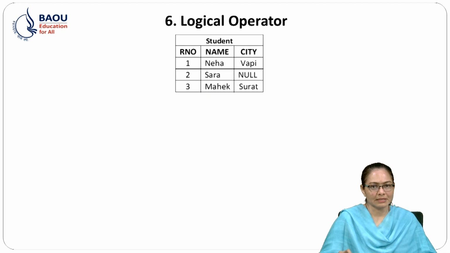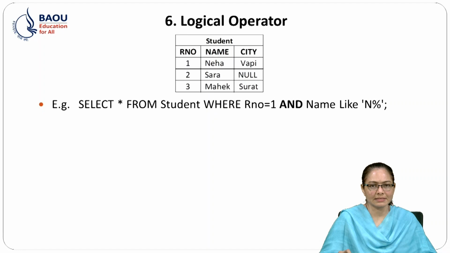Here the student table is given. The first query is: select * from student where roll number = 1 and name like 'N%'; See, in the table roll number 1 has the name Neha, which means the roll number 1 student's name starts with the character N. Thus, both conditions are satisfied. So, it will display the record 1 Neha Vapi.